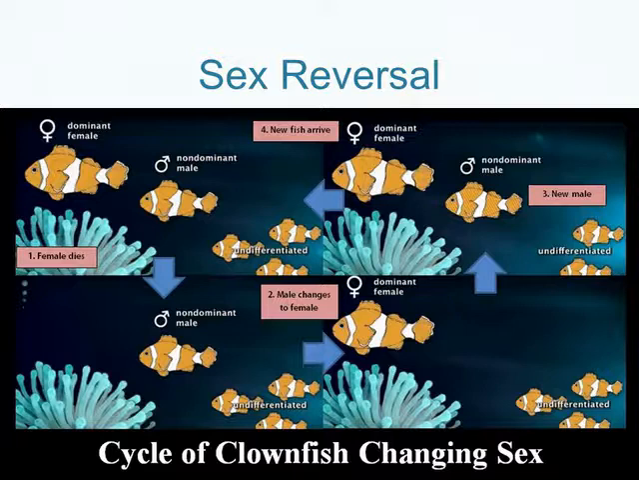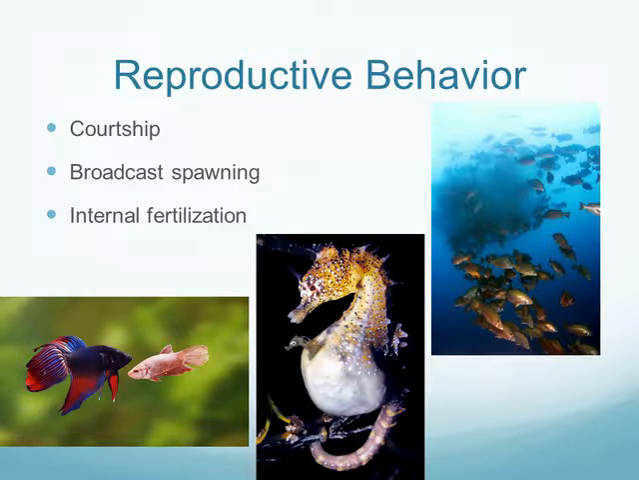Okay, so reproductive behavior of fishes. Some of them do courtship, like the betta does down there. Typically with courtship, you'll see the male being very pretty, much like a peacock, and then the female will look very drab and very plain. Oh, I'm so sorry. He's very talkative today.